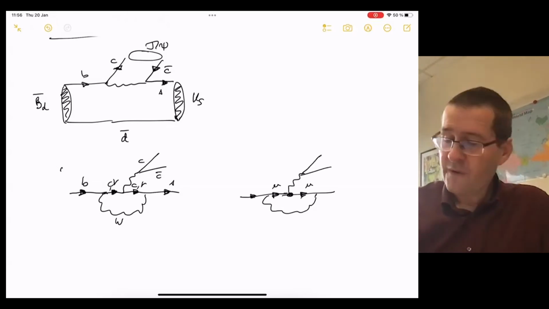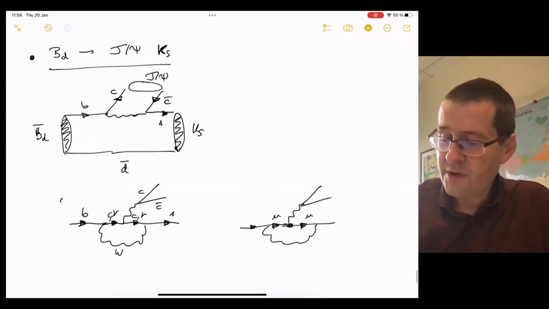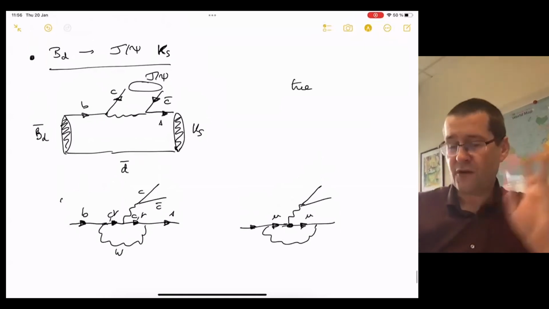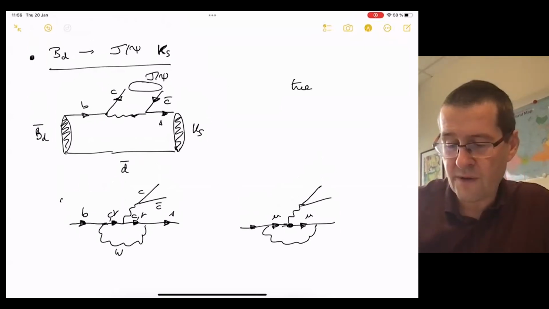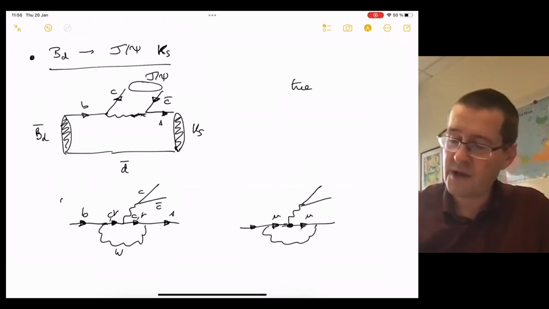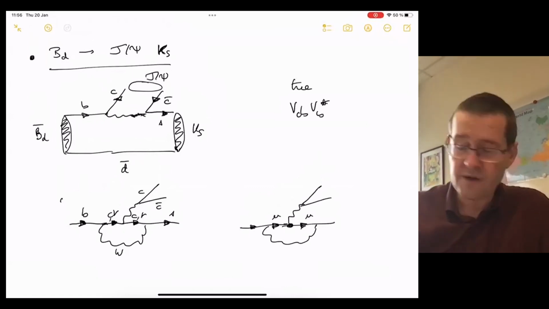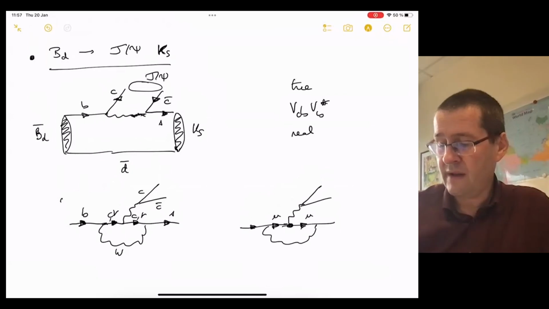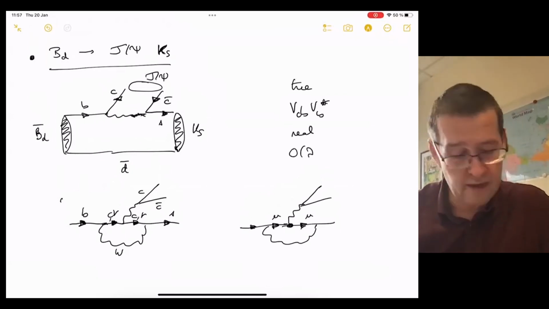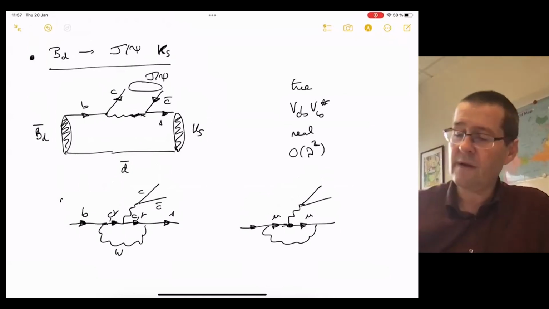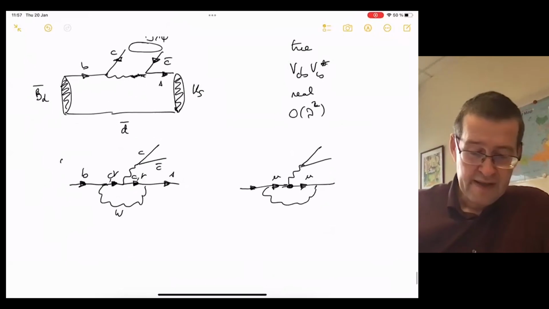Why do I do that? Because when I'm looking at the kind of contribution that I have, so here it's a tree contribution. You don't have any kind of loop. You just have a W exchange. VCB, VCS star is involved when you're looking at the CKM factor. That's a real contribution actually. And when you're counting, it goes like O of lambda squared.